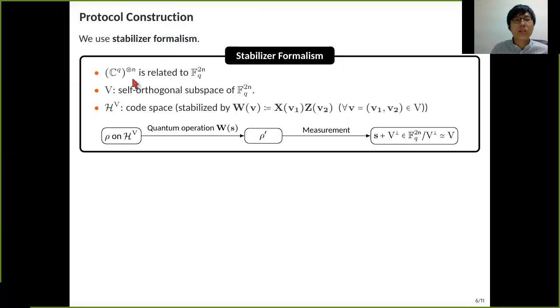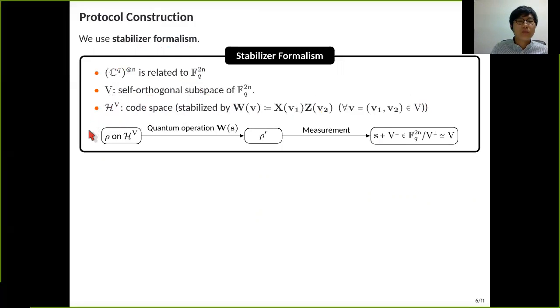In stabilizer formalism, this n-tensor system of q-dimensional Hilbert space is related to a 2n-dimensional vector space over the finite field FQ. A stabilizer is defined from a self-orthogonal subspace V. When this stabilizer is determined, a code space, some quantum system code space, is determined. This code space is a space stabilized by this W operation for all vectors in this V.